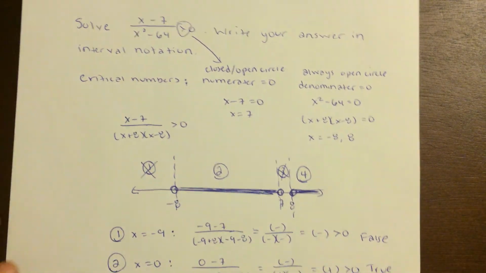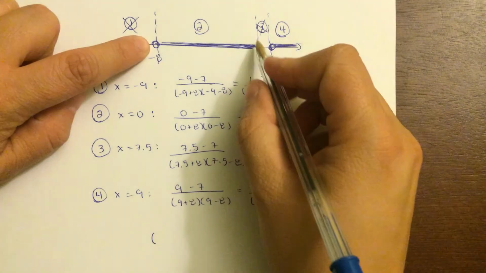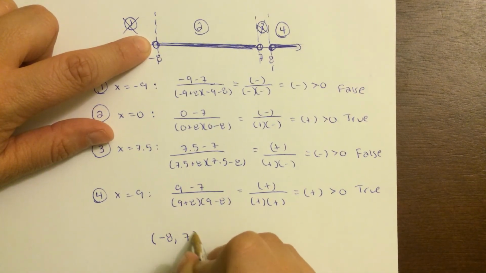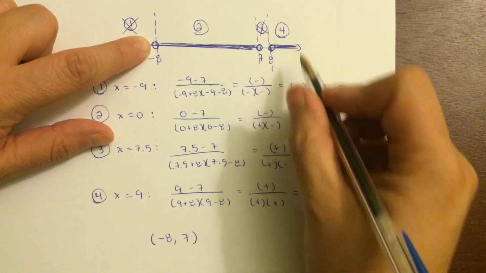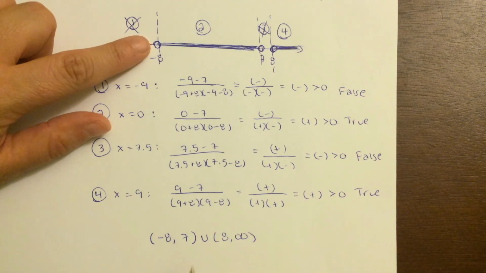So if I want to write this in interval notation, I'm going to write parentheses. So this interval is from negative 8 to 7. And then this interval also goes from 8 to infinity, and we'll include the union symbol.